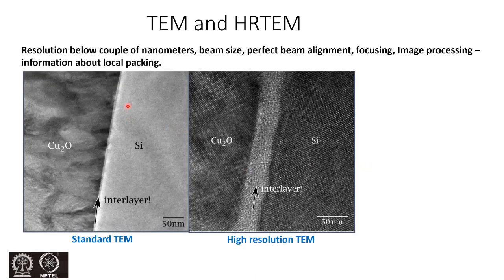So this is a typical TEM image of a material which has silicon and copper oxide, and it clearly shows the interlayer between the two materials. At high resolution, we can see the interlayer clearly, and the atoms of the silicon and copper and their orientation can also be seen with the help of the high resolution TEM. So this is around 50 nanometers. We are able to see the alignment of the atoms clearly.